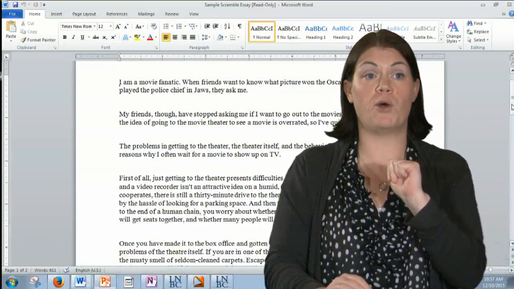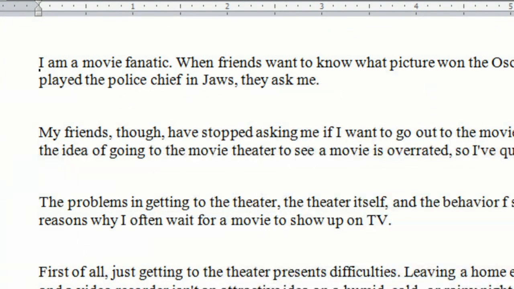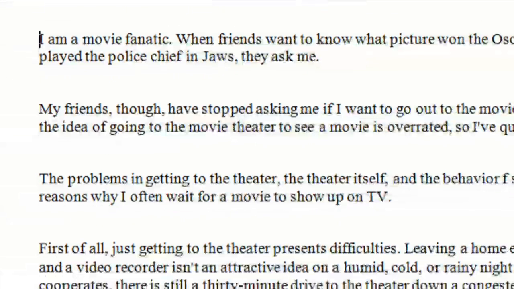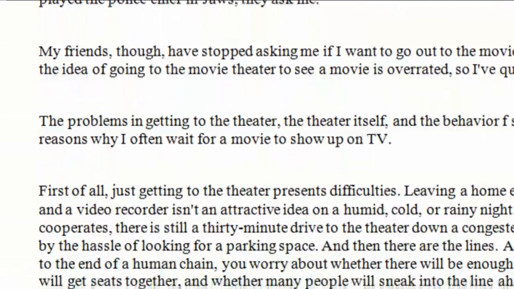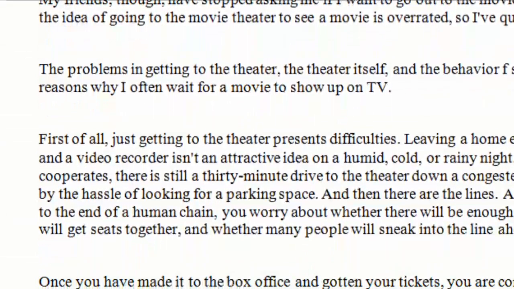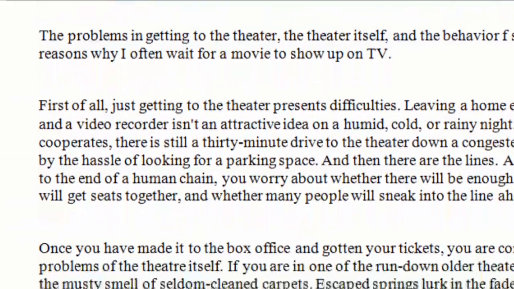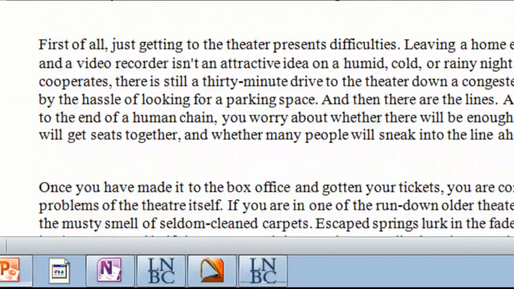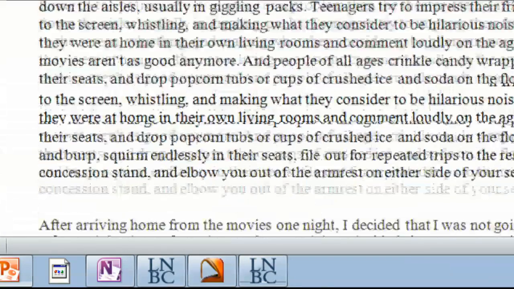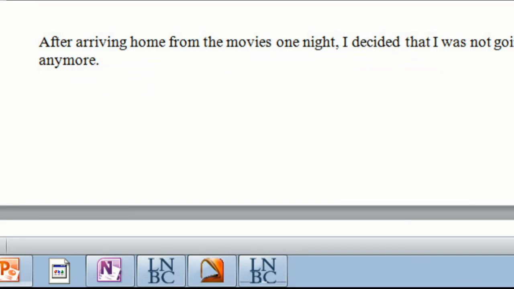And then the problems in getting to the theater. That's your third sentence. Okay. Then it goes to, first of all, this is the bigger paragraph. This should be your first main paragraph. And then the next one should be once you've made it to the box office. And then your last big paragraph is some of the patrons.